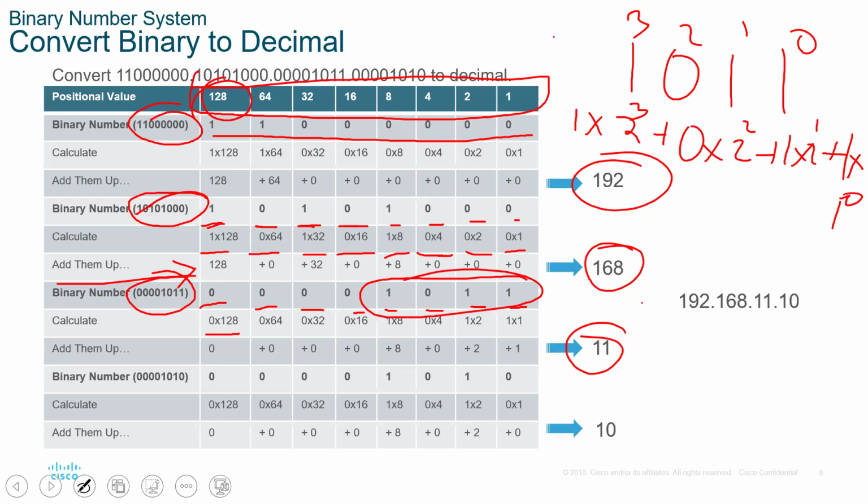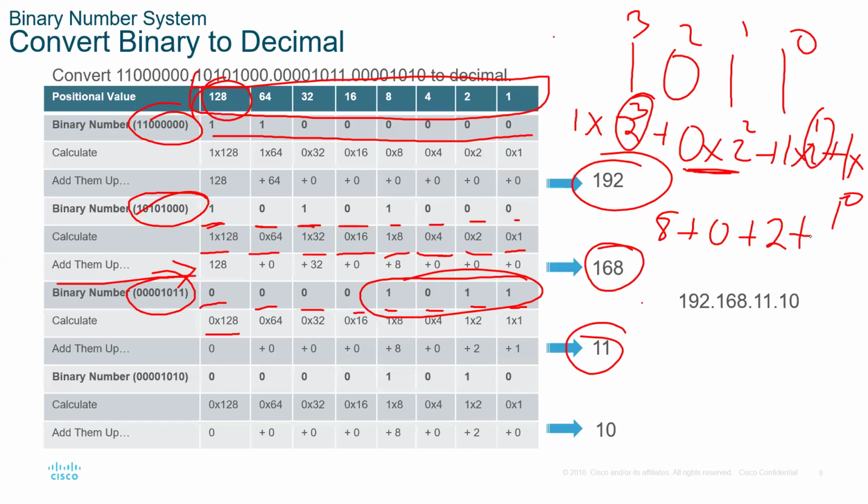So if you do the evaluation, 2 raised to the power of 3 will give you what? 8. 8 times 1 is 8. Plus 0 times anything is 0. Plus 2 to the power of 1 is 2. 2 times 1 is 2. Plus 2 to the power of 0 is 1. 1 times 1, 1. So if you add this up, you get the 11 that you have here.